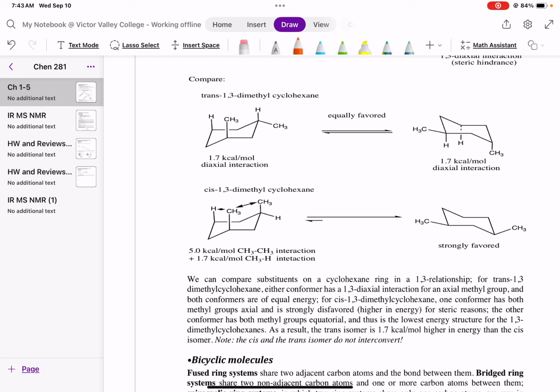Like 1,3-dimethylcyclohexane. You got the 2 methyls on the left side, both vertical, so they're in each other's way, so the energy is way high. That's at least 5 kilocalories per mole for the methyl-methyl interactions. Too close. On the other one, on the right, the 2 methyls are far away. That's equatorial. So they're more favorable, more stable.